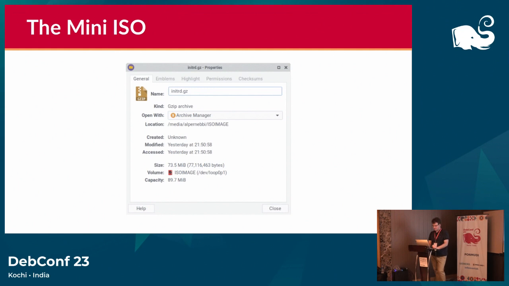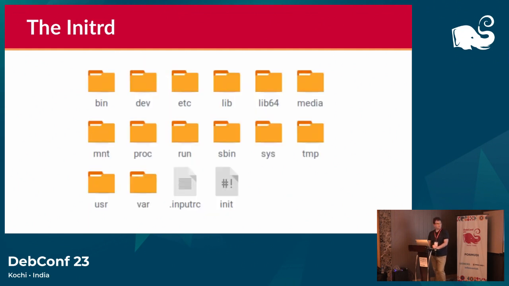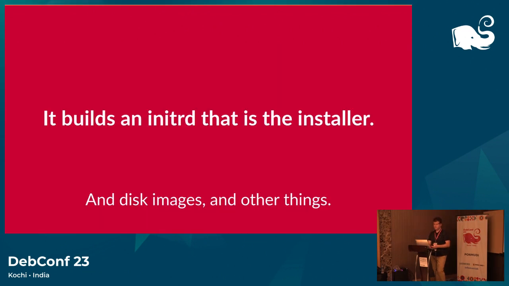If we extract it, we get files like this: bin, dev, etc, lib, lib64. Very familiar names, because the initrd system is something like an operating system that is designed to load the rest of the operating system from the disk to switch to it. But in this case, we have nothing else than this. This alone makes the installer work, and this is the entirety of the installer.